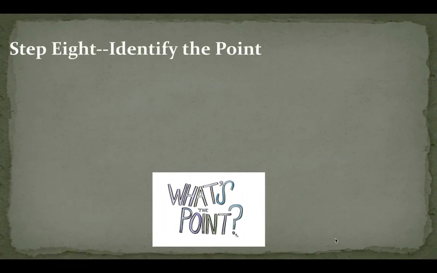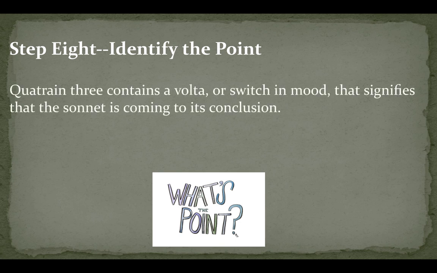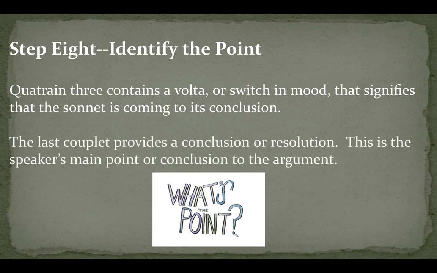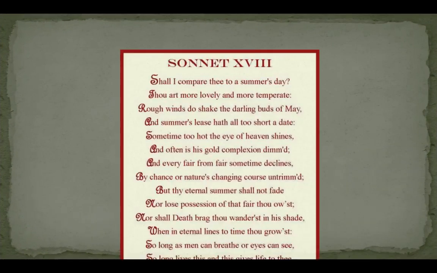All right, now we've already sort of talked about this. This is step 8. Now we've talked about the volta, that quatrain 3 contains that volta, a switch in mood, and we'll point that out again. That signifies that the sonnet is coming to its conclusion. So let's just take a look at that again. Oh, and then of course the last couplet provides a conclusion or resolution. This is where we find the speaker's main point or conclusion to the argument. So let's just go over that quickly again.